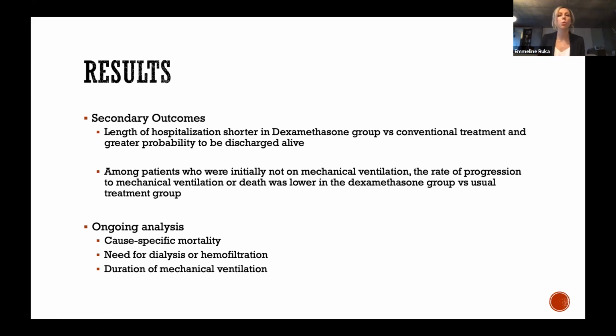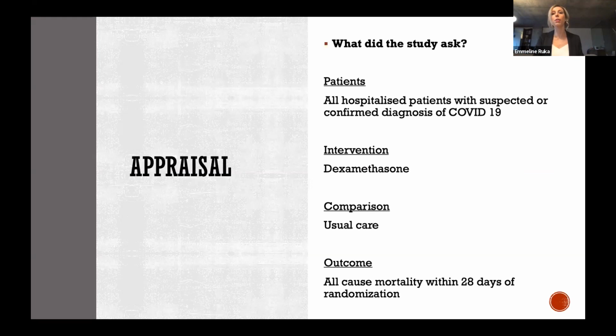So among patients who were initially not on mechanical ventilation, the rate of progression to mechanical ventilation or death was lower in the DEX group versus the usual treatment group. So that's good, meaning it's not just a mortality benefit. It seems that they do better in general, at least the ones who were not on oxygen. So now for the appraisal.